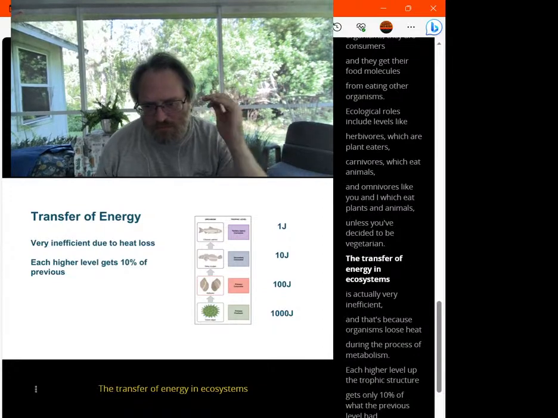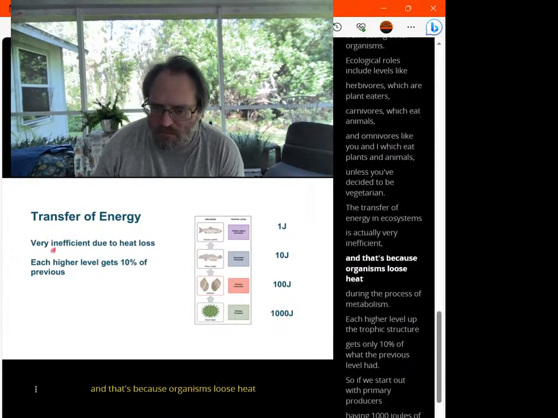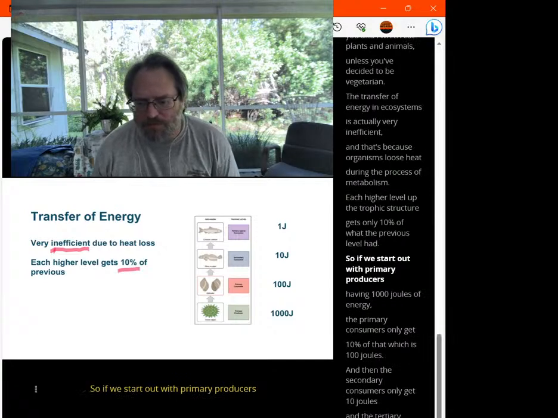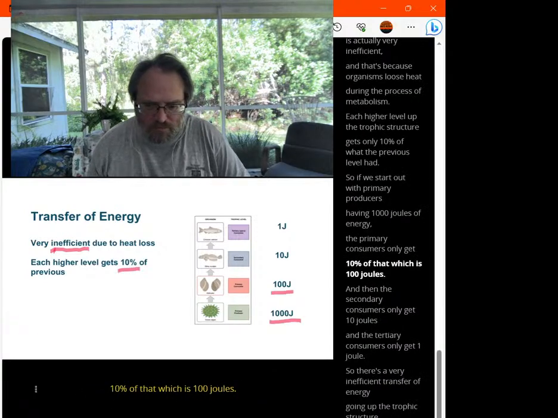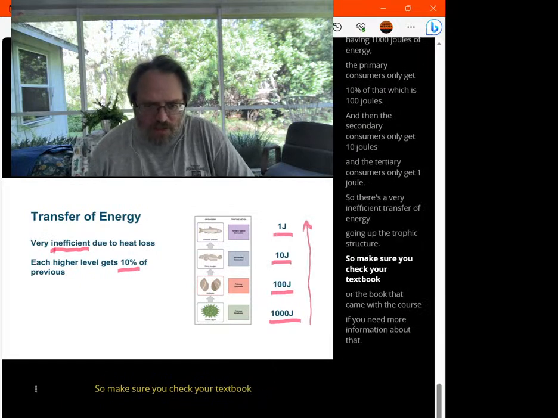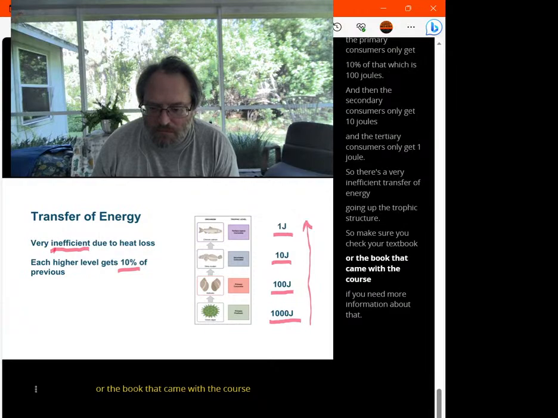The transfer of energy in ecosystems is actually very inefficient, and that's because organisms lose heat during the process. Only a percent of what the previous level had is passed on. So if we start with 100 joules, then the secondary consumers get less, with energy going down as you go up the trophic structure. So make sure you check your textbook or the book that came with the course if you need more information about that.